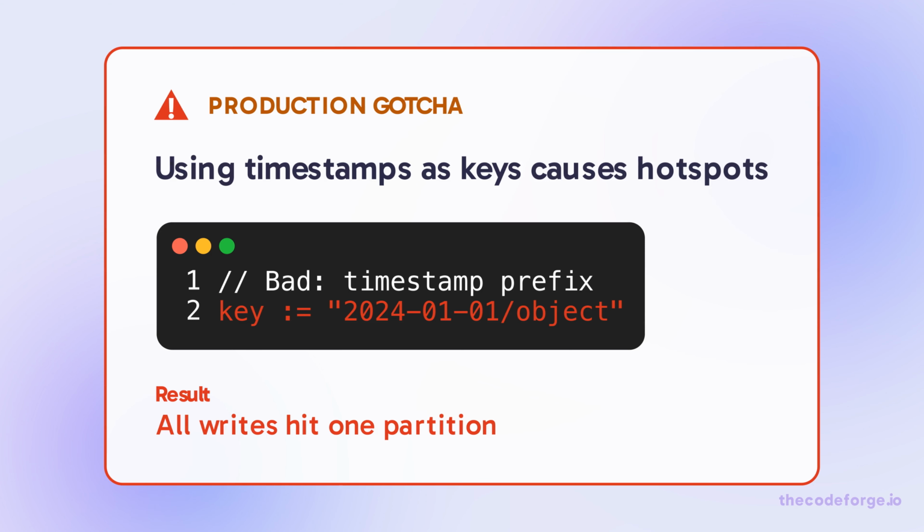Using timestamps as keys, like 2024-01-01/object, will hammer a single partition. I've seen a cluster melt because all writes went to one node. Always hash or reverse the key.